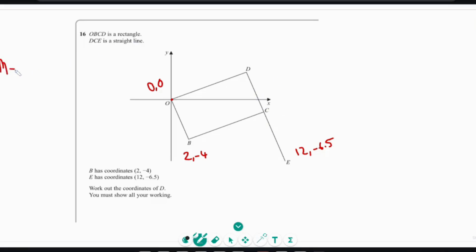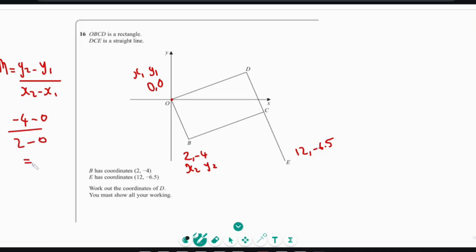To find the gradient, it is y2 minus y1, difference in y over difference in x. So x2, y2. It doesn't matter which way you label these, as long as it goes x and y. So we have -4 take away 0 over 2 take away 0. The gradient of OB is -2. The gradient of DCE is -2.